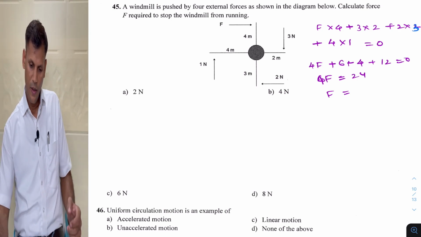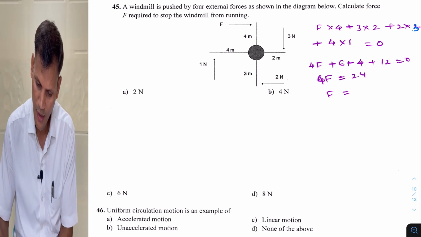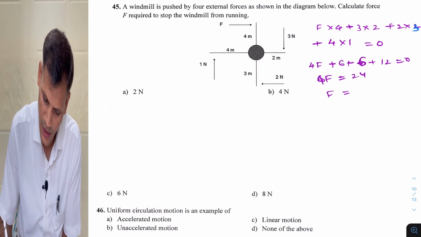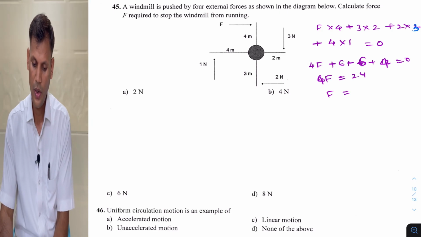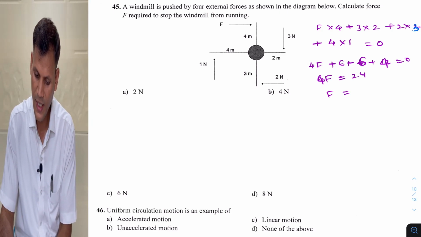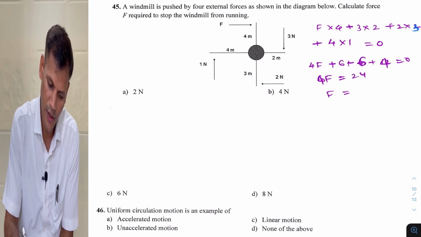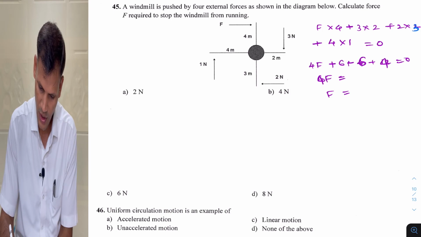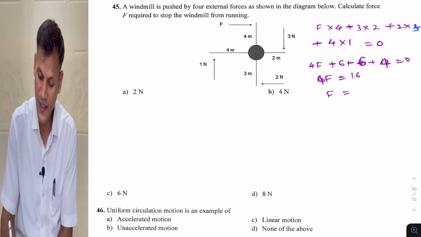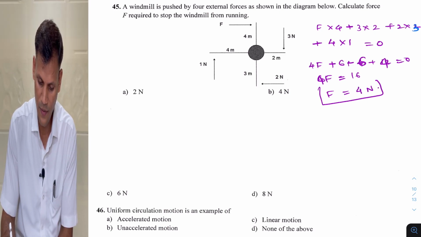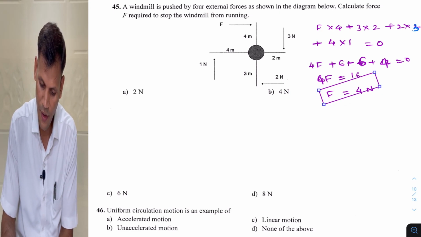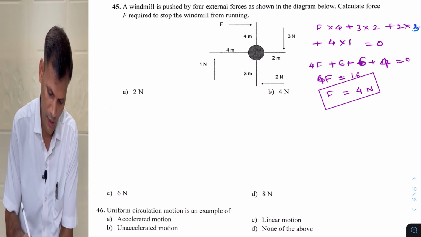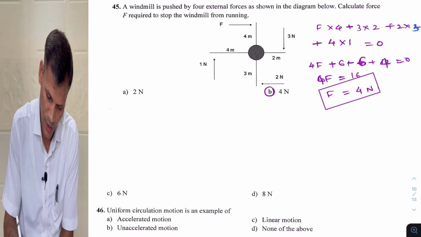So 4F plus 6 plus 6 plus 4. So 6 and 6 is 12, plus 4 is 16. So 4F is 16, so F will be 4 Newton. That becomes the answer. So F is of course 4 Newton. So 4 Newton is the option P.